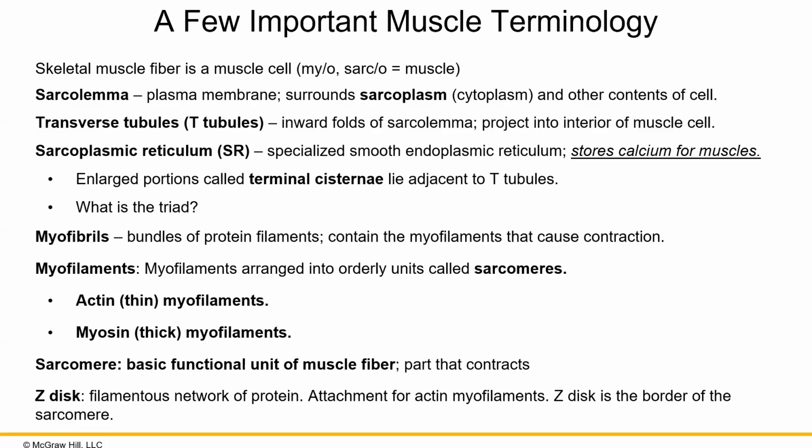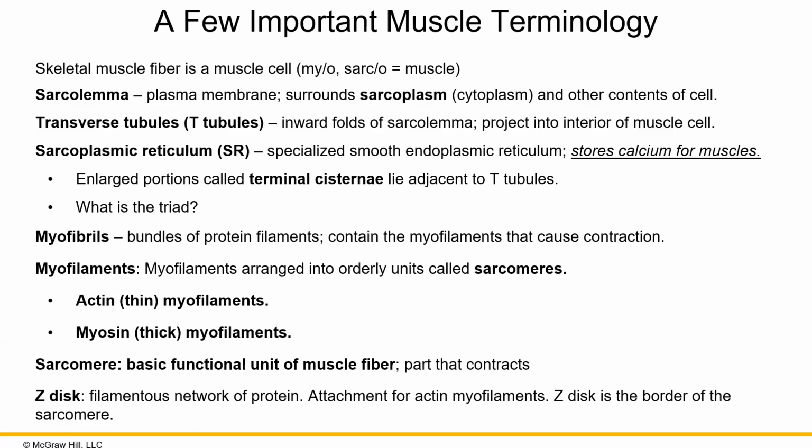In Unit 1, we talked about the endoplasmic reticulum. There was a rough one responsible for proteins and a smooth one responsible for fats. For our muscle cell, we have the sarcoplasmic reticulum. And so this is a specialized version of the smooth ER. And the big thing to remember here is that it stores calcium for our muscles. And we'll get into why our muscles need calcium to be able to contract.